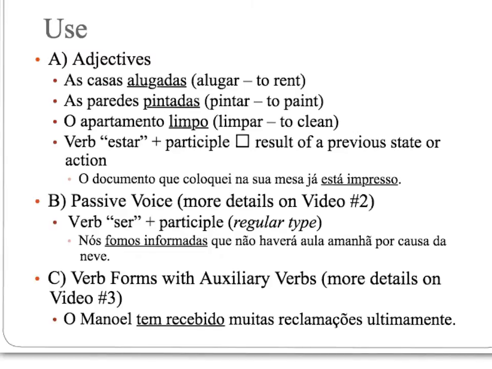So, o apartamento limpo. So, limpo is one of the ones that has two participles, okay? So, this is the irregular one, the clean apartment, or the cleaned, I guess, apartment. But if you say, for example, the apartment has been cleaned, then you would use the other form, limpado. Okay, so you can also use the verb estar plus participle, okay?